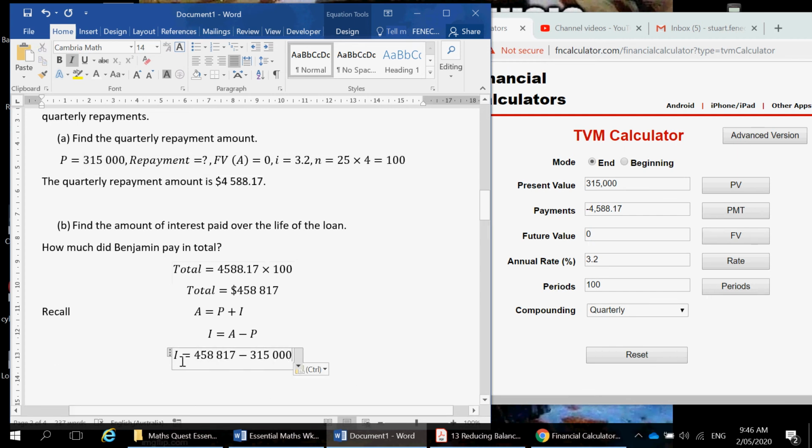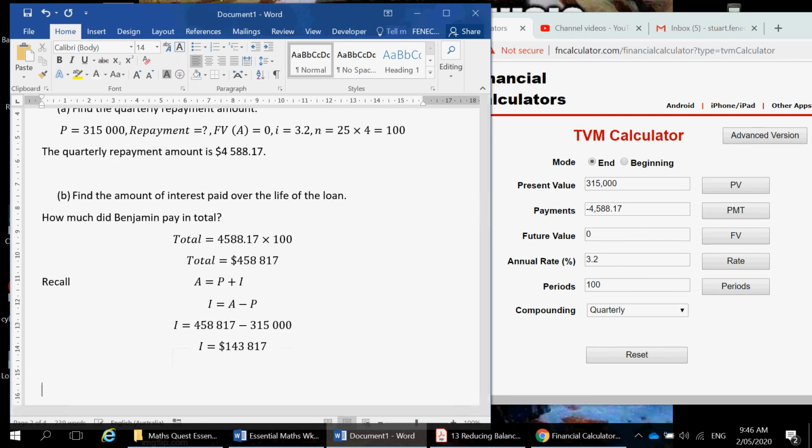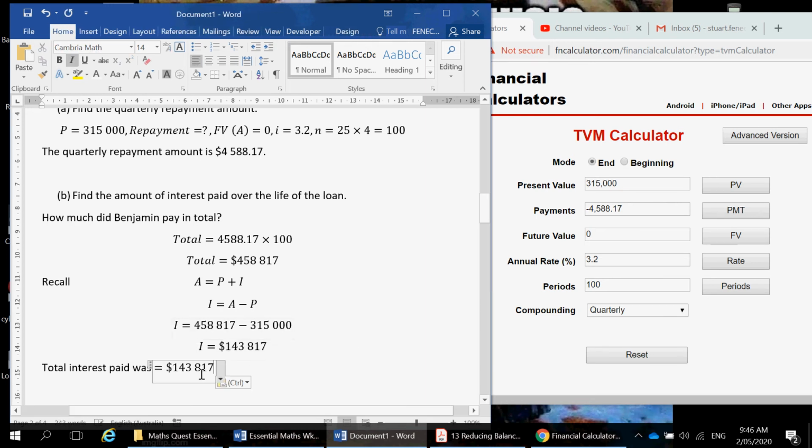You can use a calculator if you want, but you'll find that the interest that Benjamin has paid here, $458,817, subtract $315,000, you're going to get $143,817. So the total interest paid was that. The total amount he paid, subtract the amount he borrowed.